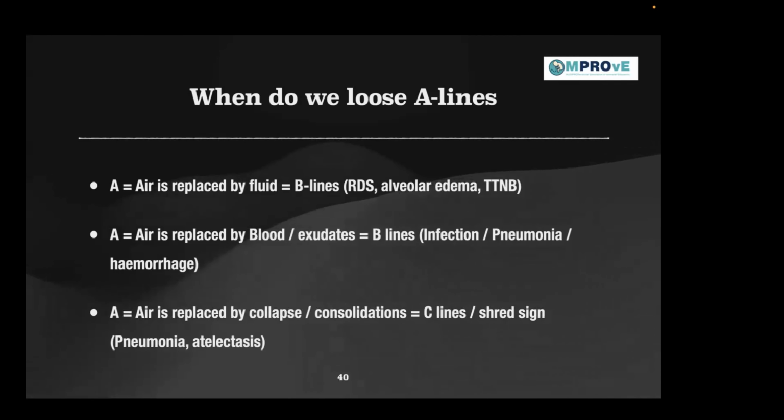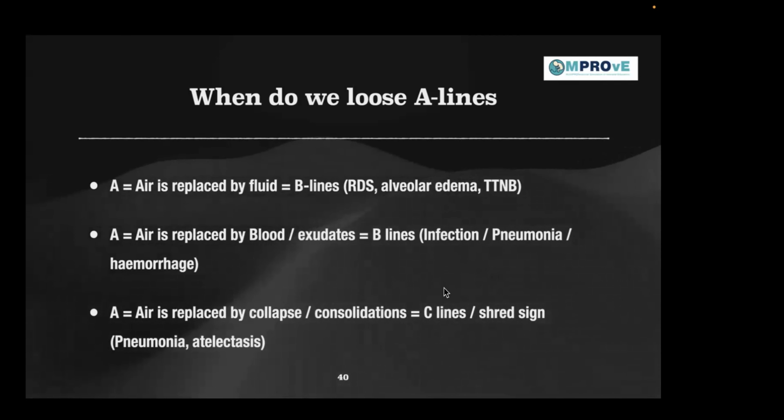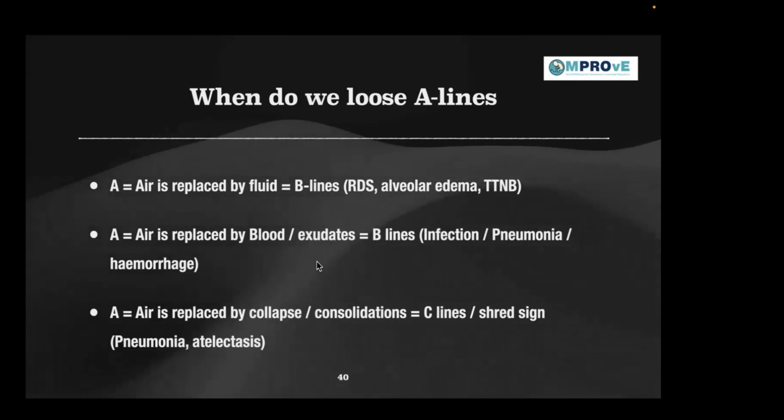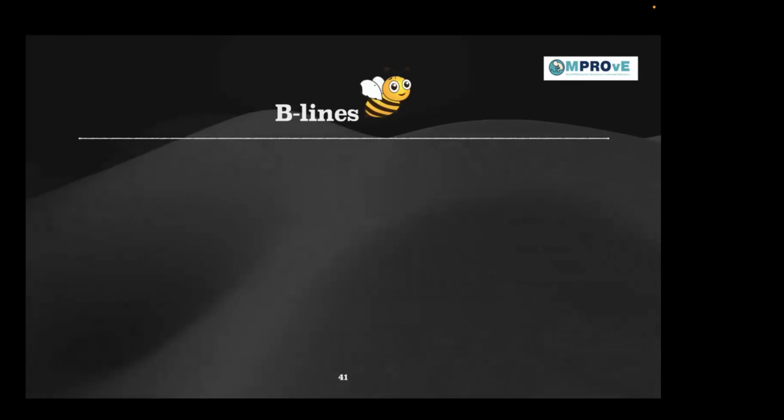You have a segmental collapse, or small pockets of collapse in the lung, or you have consolidations. Again, you lose your A lines. You get C lines or shred sign. We're going to talk about those things when we get to those slides. But this is what you see in pneumonia and atelectasis. So you can see there's a wide variety of pathology where you lose A lines. Again, artifact. So air, A lines; lose air, lose A lines.